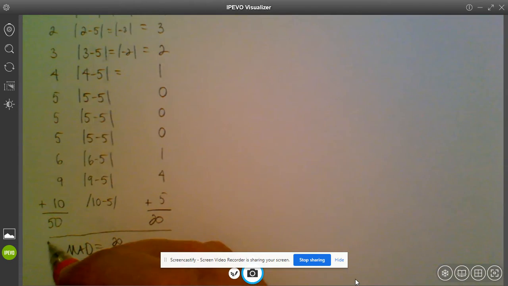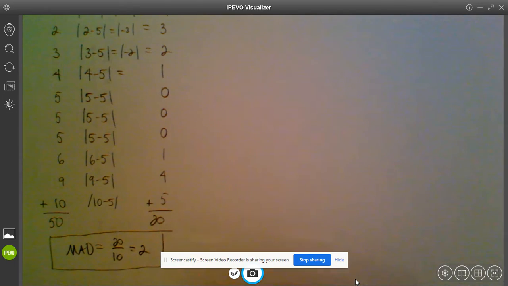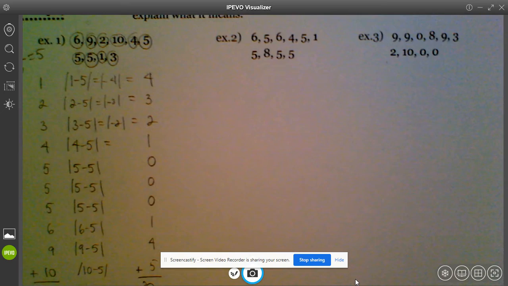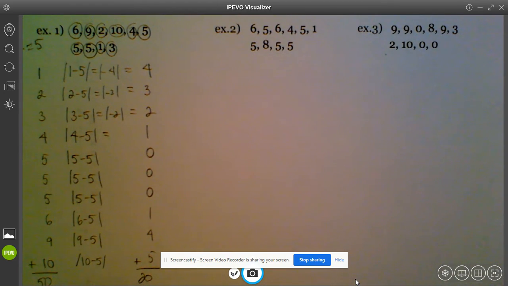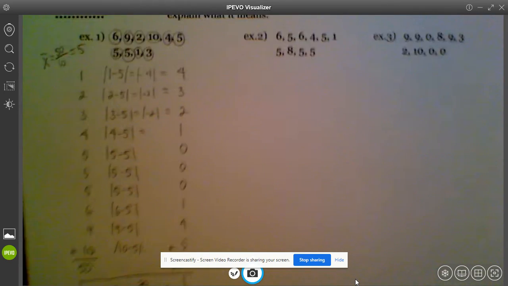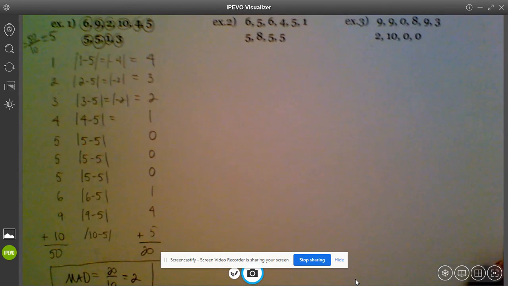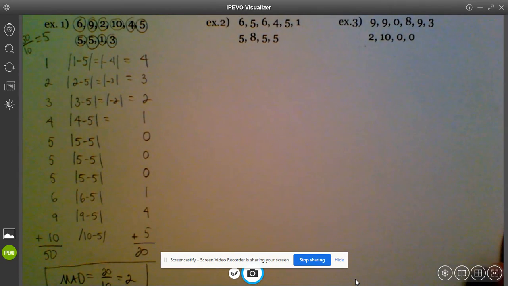Okay, so the average distance from the mean for this problem, for this set of numbers, is 2. That's what it means. Okay. All right, let's look at our next set of numbers. And I think I want to make a few adjustments here, and I should have paid attention or planned better.